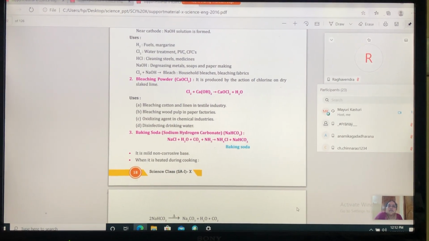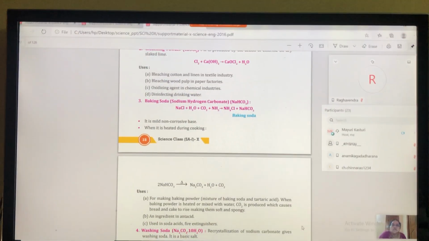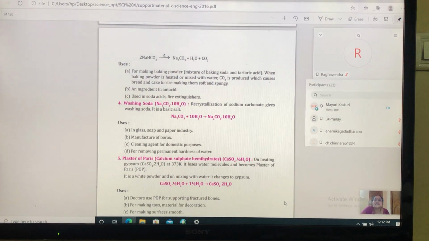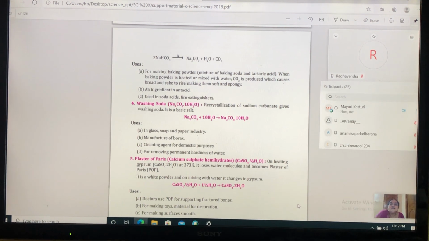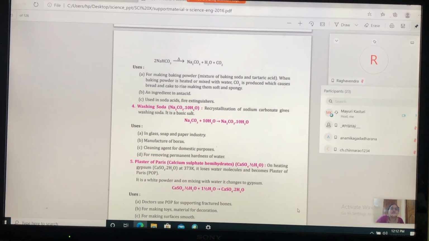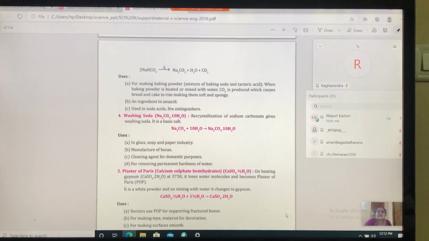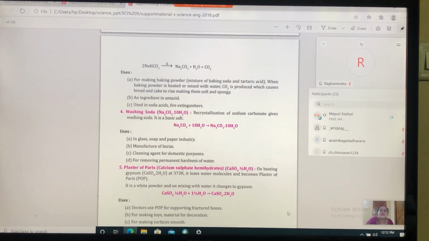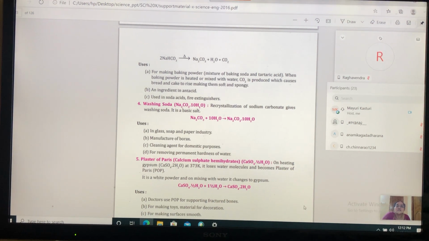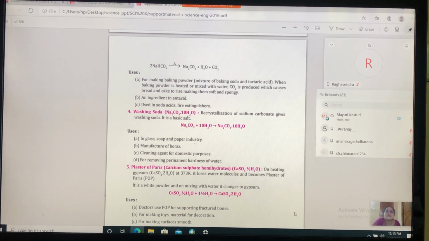It is a mild non-corrosive base. When sodium bicarbonate, that is baking soda, is heated during cooking, it decomposes to sodium carbonate, Na2CO3, plus H2O plus CO2, carbon dioxide. It is a decomposition reaction, so thermal decomposition. Sodium bicarbonate on decomposition gives Na2CO3 plus water plus carbon dioxide.